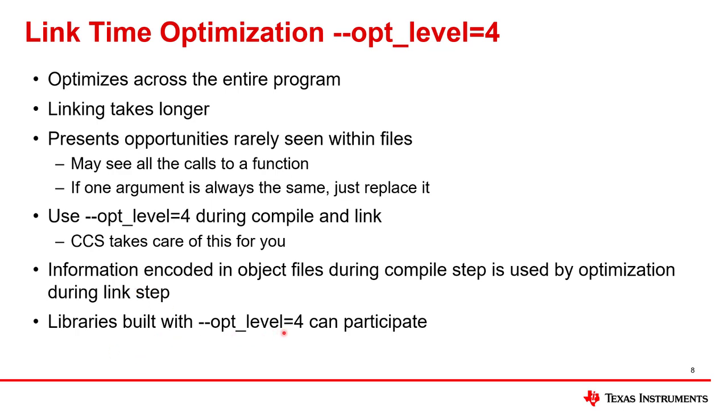Libraries built with opt level 4 can participate. Now, libraries that are not built with opt level 4, they're built with some lower level of optimization, don't ruin the whole picture, but they are less than ideal. So among the things we are trying to do is to get yet more and more libraries to build with opt level 4 so that this optimization can be yet more effective over time.